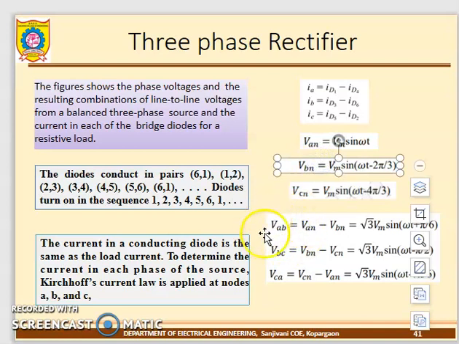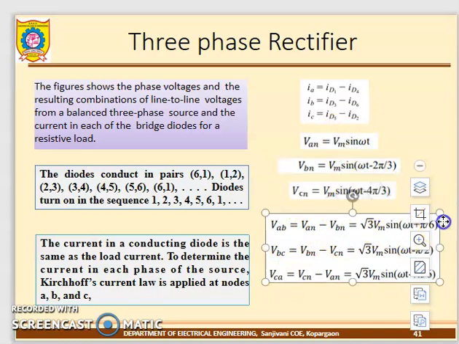I need the VAB. VAB means VAN minus VBN. So I will subtract it and get the equation. Similarly VBC, and VCA, which is VCN minus VAN. So I will get VCA from that.